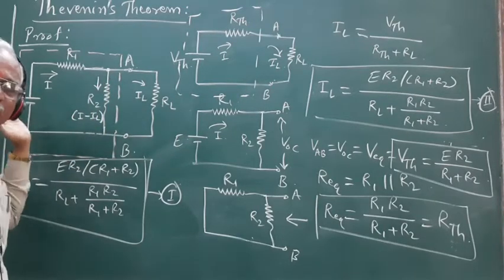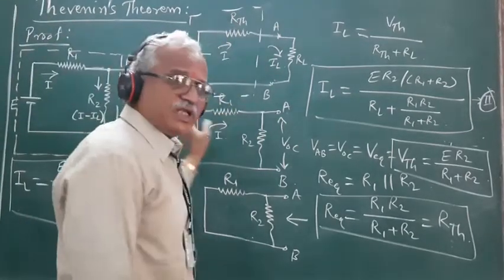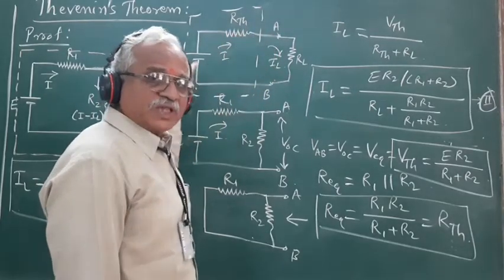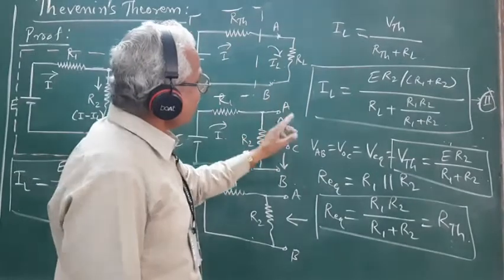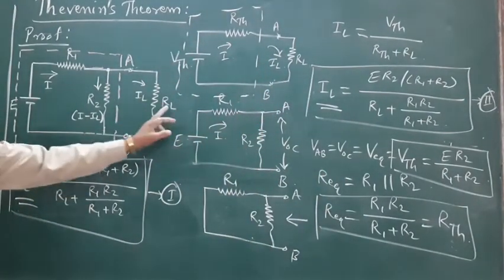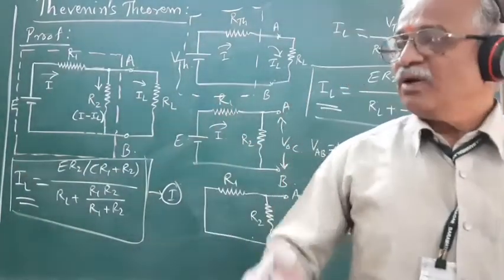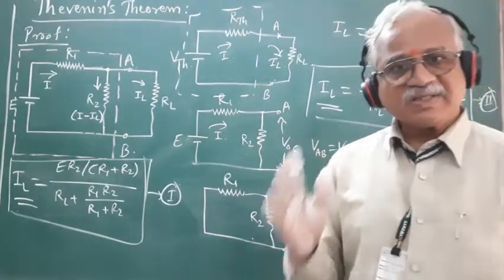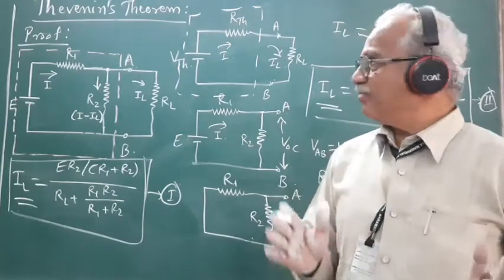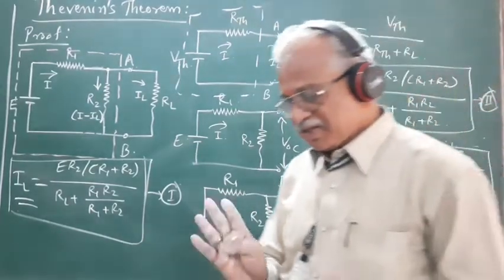So if we compare these two expressions for the load current, once when there is the given complicated network connected to the left of the terminals A and B, and once when this complicated network is replaced by this Thevenin equivalent circuit, the current flowing through the load resistance RL in both these situations is one and the same. So we can say that the Thevenin's theorem is verified. So that is about the Thevenin's theorem.